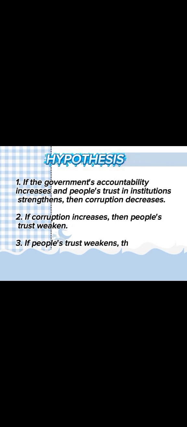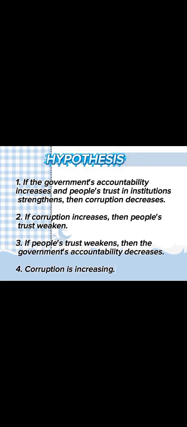We studied earlier that if we're going to prove the arguments, the first thing we do is find the hypotheses. Hypothesis number 1: if the government's accountability increases and people's trust in institutions strengthens, then corruption decreases. Hypothesis number 2: if corruption increases, then people's trust weakens. Hypothesis number 3: if people's trust weakens, then the government's accountability decreases. And hypothesis number 4: corruption is increasing. So we have here our hypotheses.